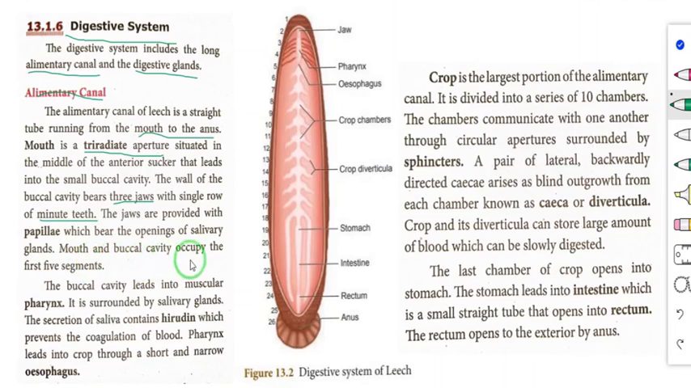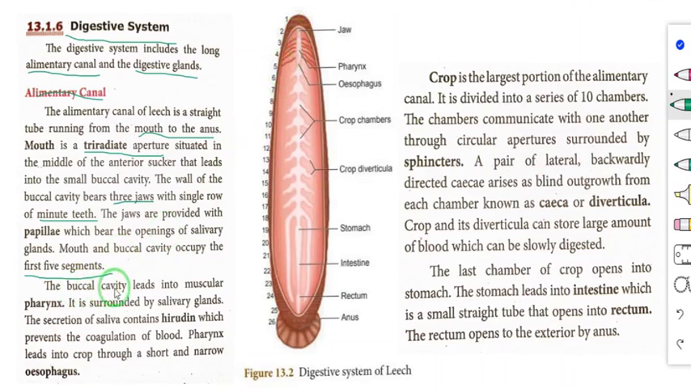Mouth and buccal cavity occupy the first 5 segments, till this 1, 2, 3, 4, 5. Okay, this is the papillae.